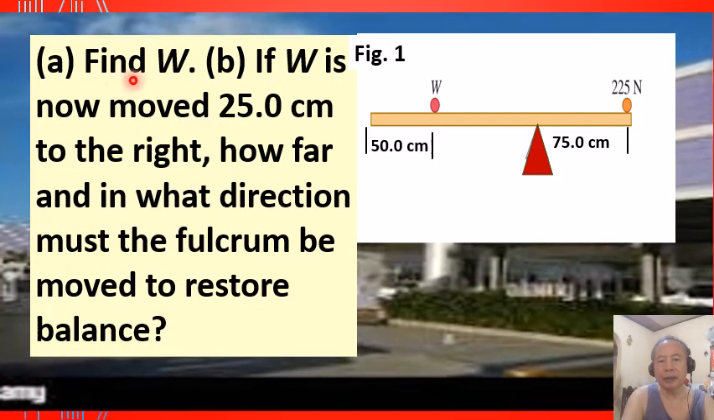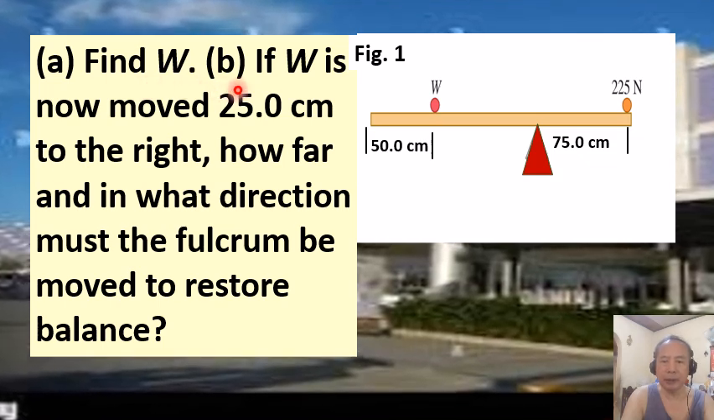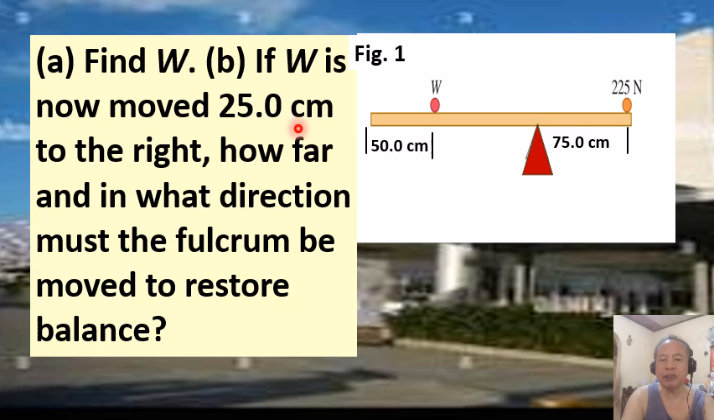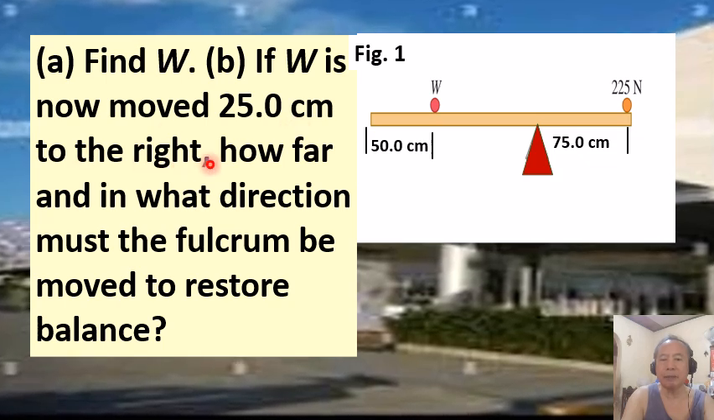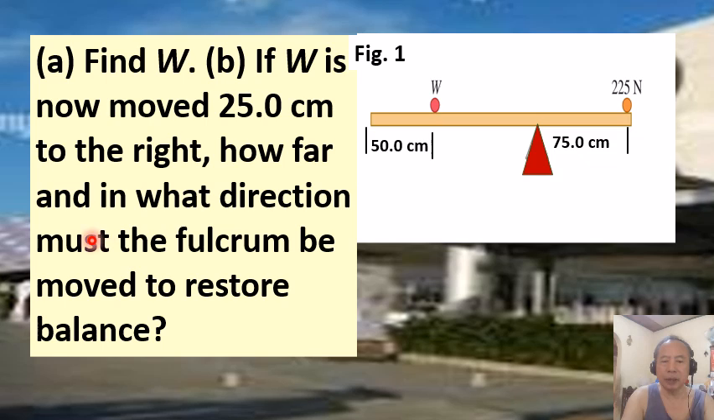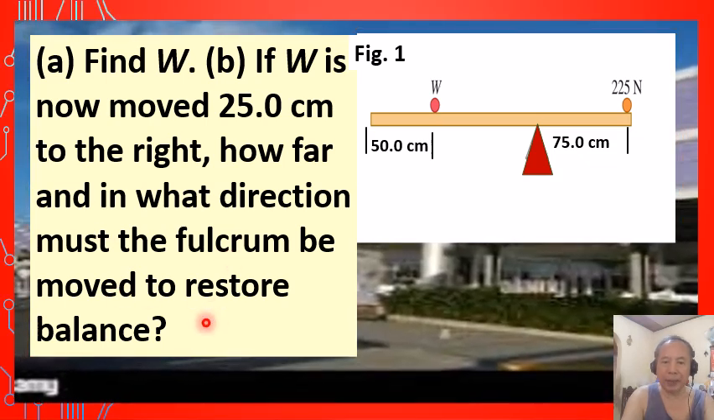Question letter A, find the weight W. Question letter B, if the weight W is now moved 25.0 centimeters to the right, how far and in what direction must the fulcrum be moved to restore balance?